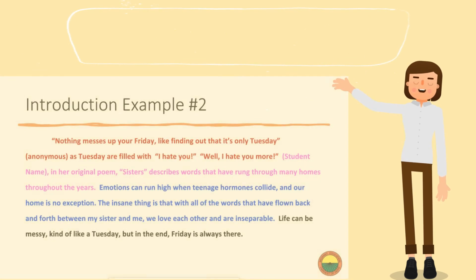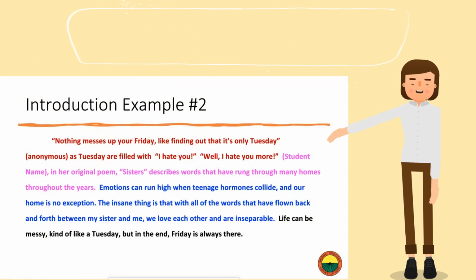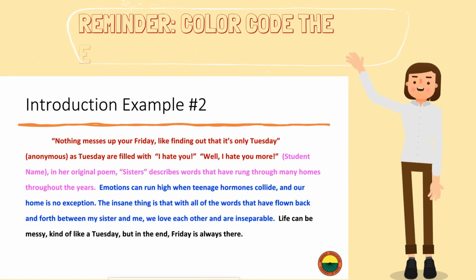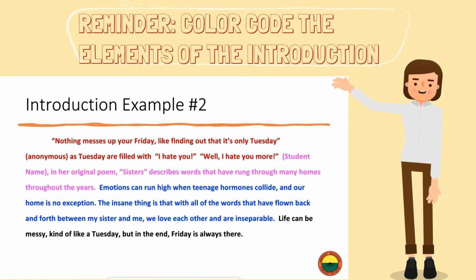This second example is a very informal essay, although it is one of my favorite ones that I've read over the years. She's got this color-coded as well. The first section there that's in the reddish brown is her quote. Then in the second section, in the pink, is her name. I took her name out because she's a student, but her name is there, and then Sisters is the title. Then in the blue, we talk about the dilemma, the teenage hormones colliding.